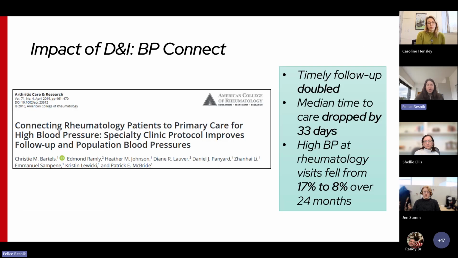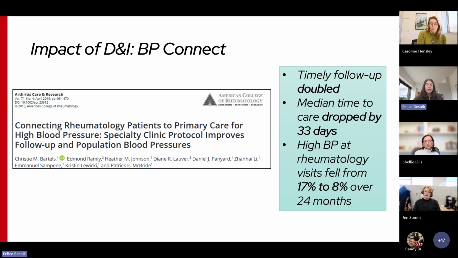And then finally, another example that has some impact for family medicine is one done by colleagues, Christy Bartle, who's in rheumatology, but also a past family medicine colleague at UW, which was connecting rheumatology patients to primary care for high blood pressure. And what is seen in the evidence is that the systematic blood pressure follow-up reduces cardiovascular events, but specialty clinics lack the structured protocols to connect patients to primary care.